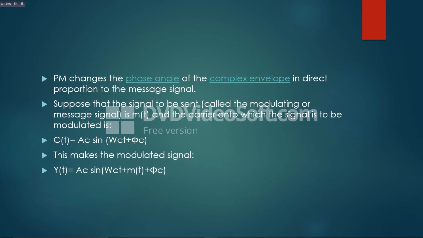Suppose that the signal to be sent, called the modulating or message signal, and the carrier onto which the signal is to be modulated, is equal to the carrier amplitude times sine of carrier frequency times time plus phase shift. And this makes the modulated signal carrier amplitude times sine of carrier frequency times time plus the modulating signal plus the phase shift.